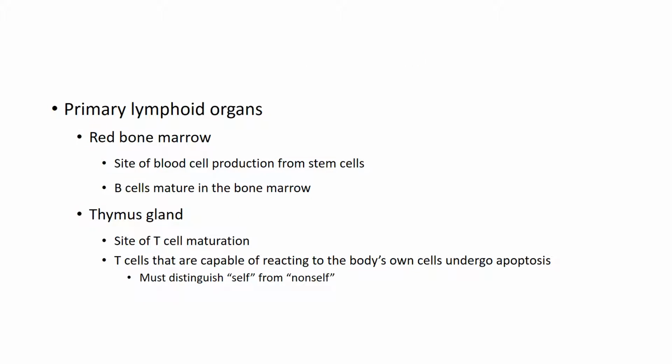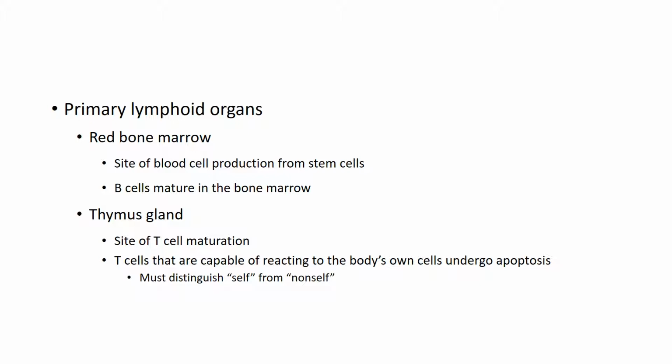Now, the primary lymphoid organs, the first one is red bone marrow, and bone marrow is where all your blood cells are made, and they're made from stem cells. Some of these blood cells are going to become white blood cells, like neutrophils, monocytes, eosinophils, and so forth.